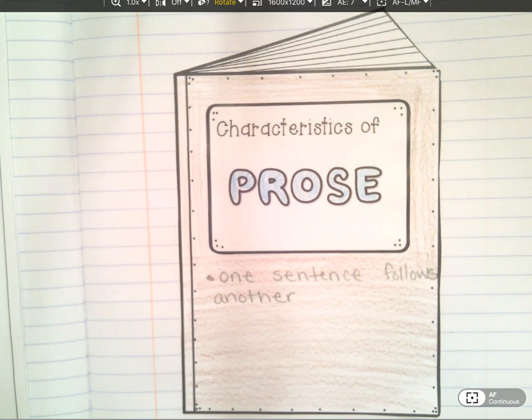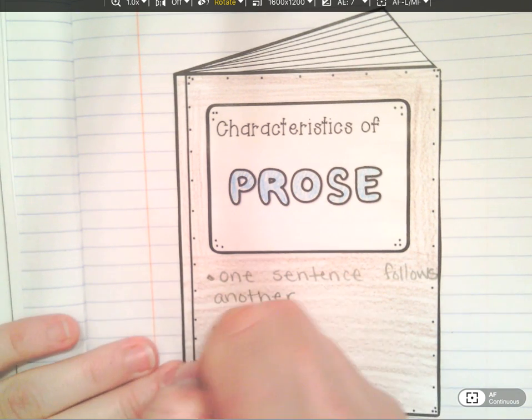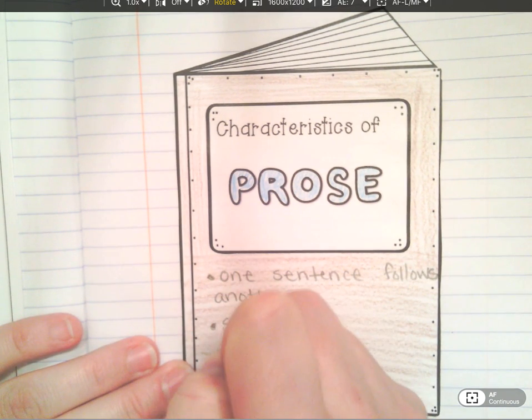Alrighty, and then of course our sentences are grouped together in paragraphs. So sentences.